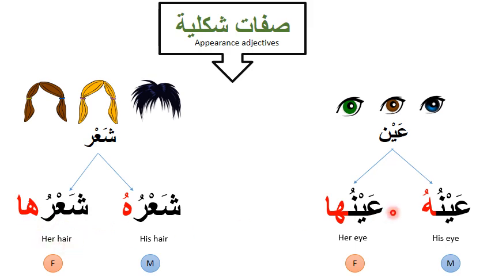And as you see here, we have attached the hu and the ha because the word عين ends in a friendly letter, which is na. But the word شعر ends in a lazy letter, which is ra, so we haven't joined the letter hu or the ha to the word. Let's say it again. عينه, his eye, عينها, her eye, شعره, his hair, شعرها, her hair.